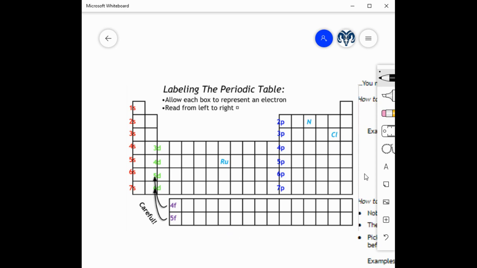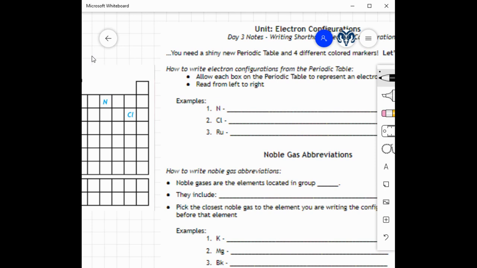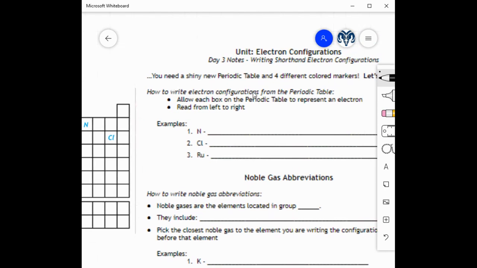So, how to write electron configurations from the periodic table. It says allow each box on the periodic table to represent an electron. Okay, so each box is an electron, and you read from left to right. So we're going to look at nitrogen, chlorine, and rubidium.